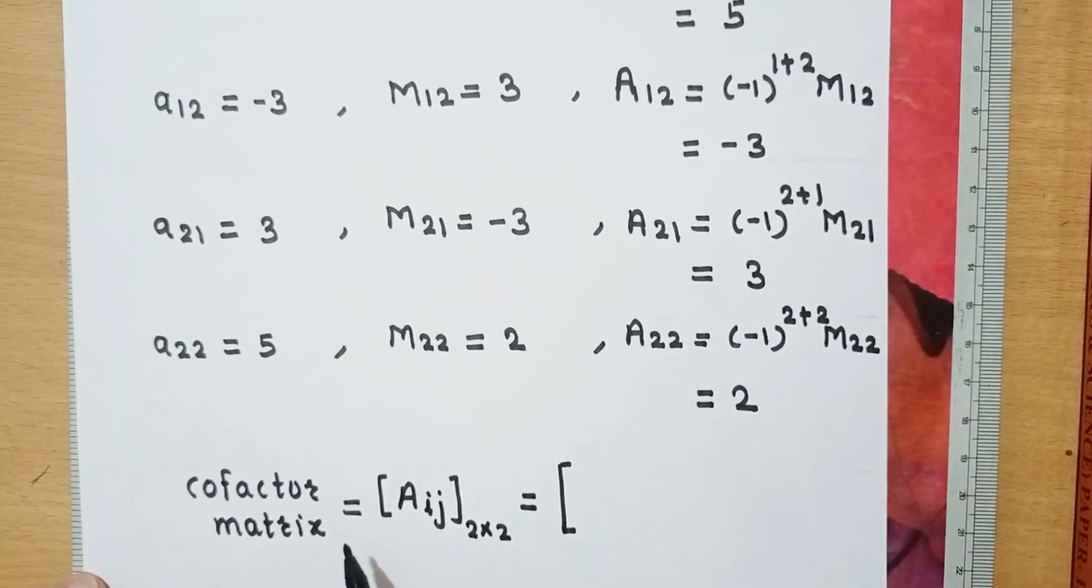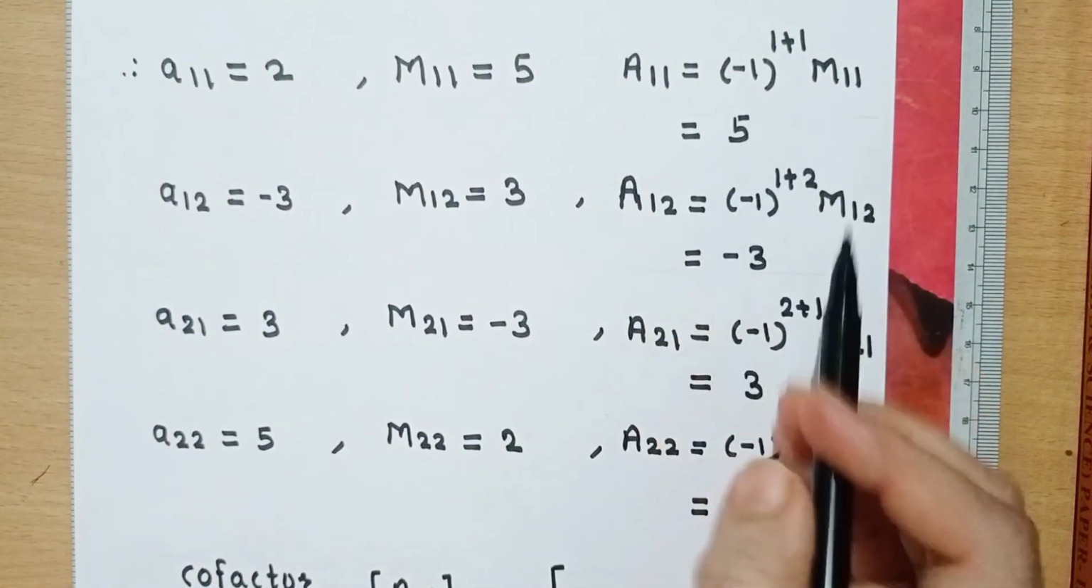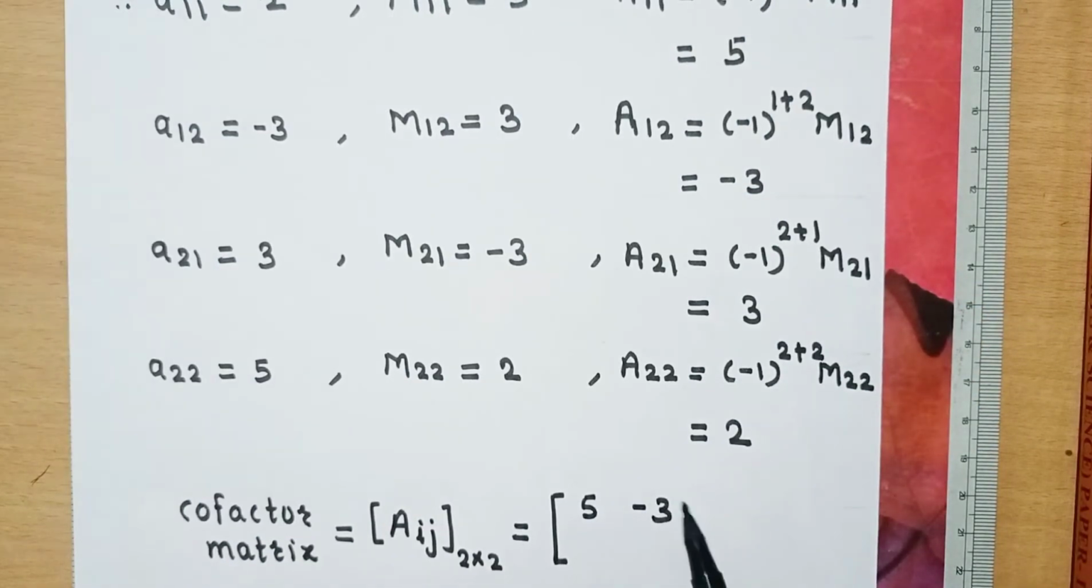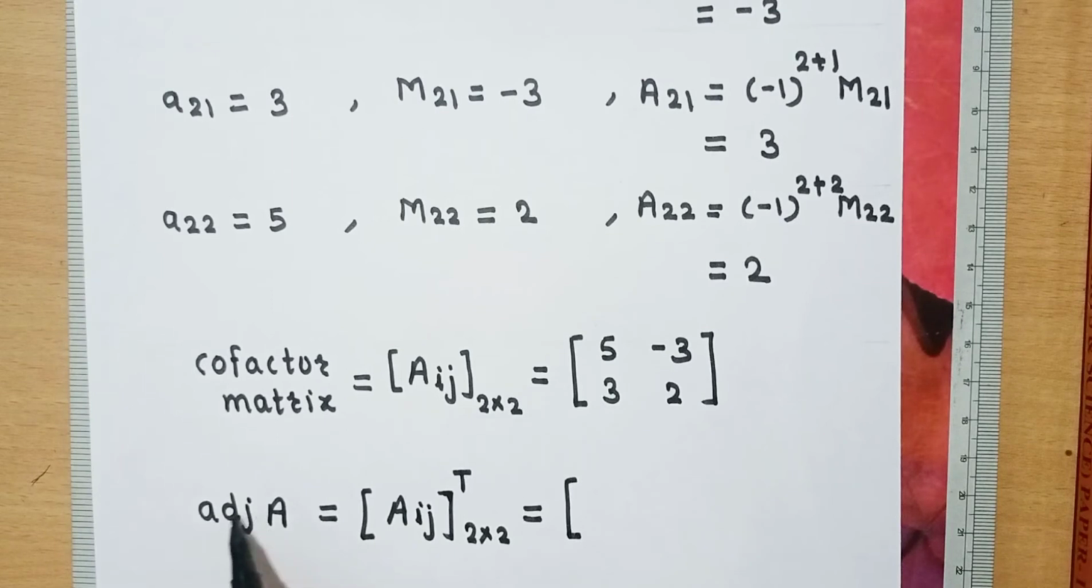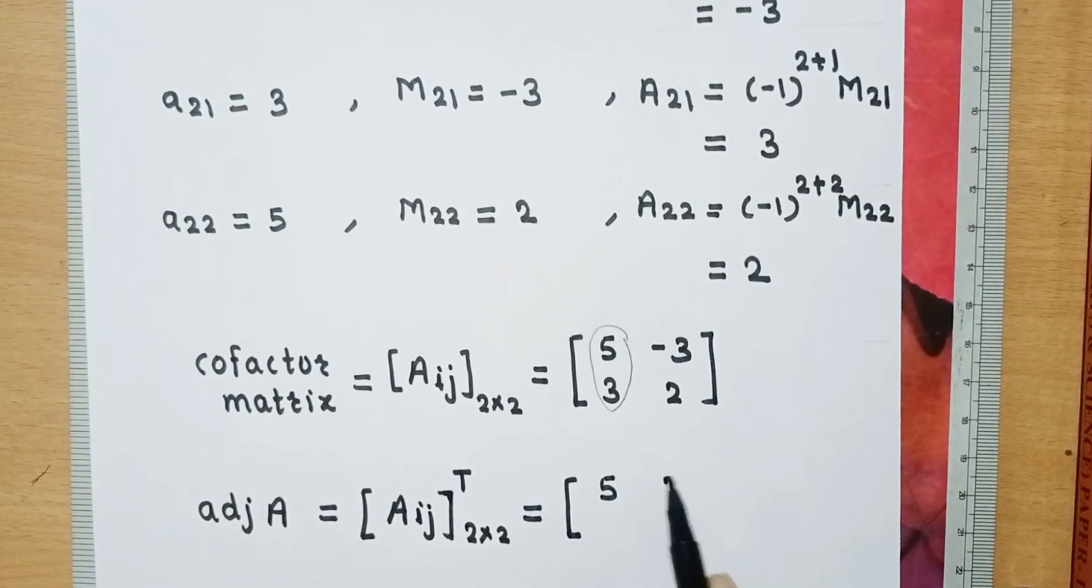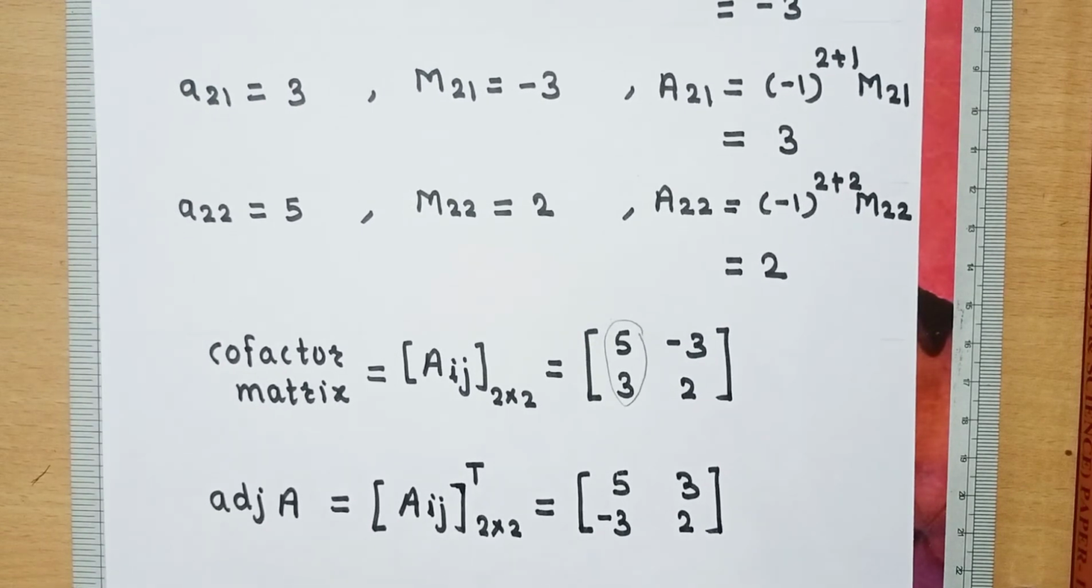Therefore, the cofactor matrix we can write as: first element is 5, then minus 3, and then 3, 2. And the adjoint of A is the transpose of this matrix. So we have written T here, and we will write this first column as the first row. So here I'll write 5, 3 and then write down this, minus 3, 2. This is the adjoint of the given example.